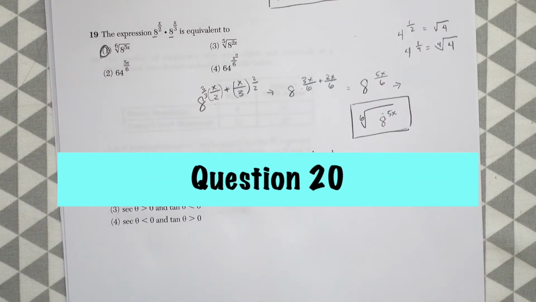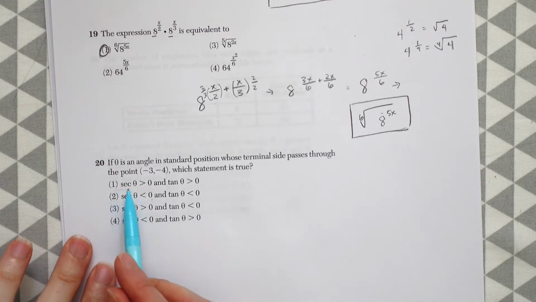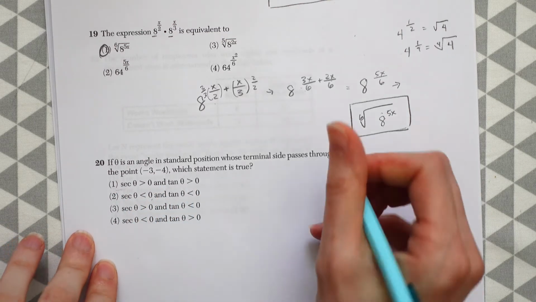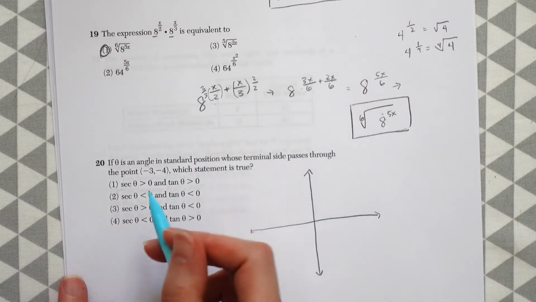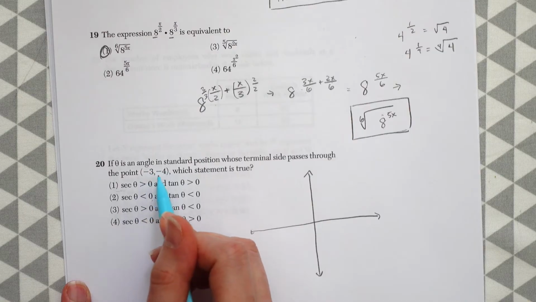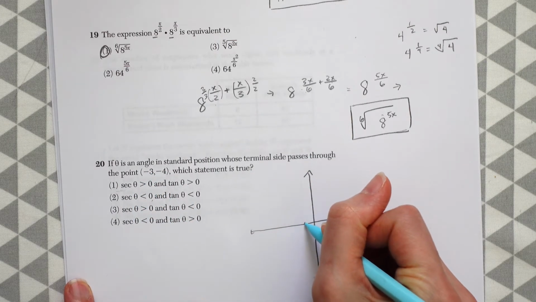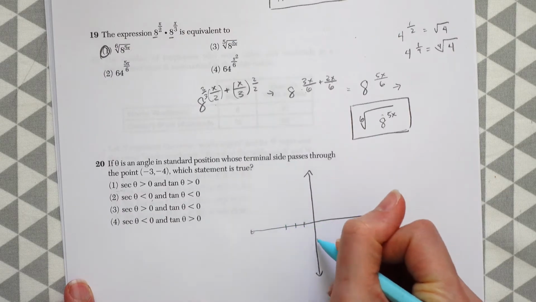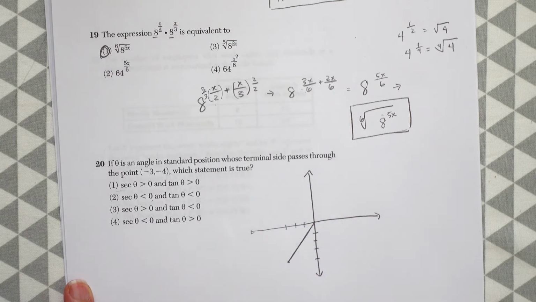Question 20. If theta is an angle in standard position whose terminal side passes through the point -3, -4, which statement is true? And you'll notice we're looking at what's positive and what's negative here. Let's draw out a coordinate plane and then look at the point that they give us. So the terminal side passes through the point -3, -4. So that's going to end up over here, right? -3. So it's going to look something like this, -3, -4.